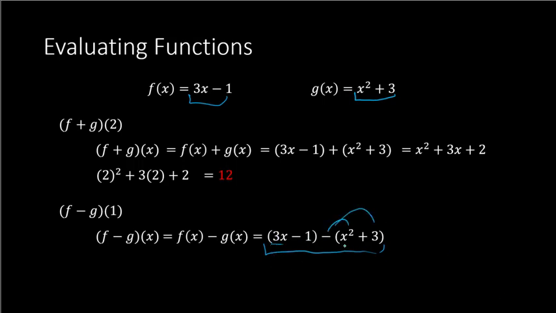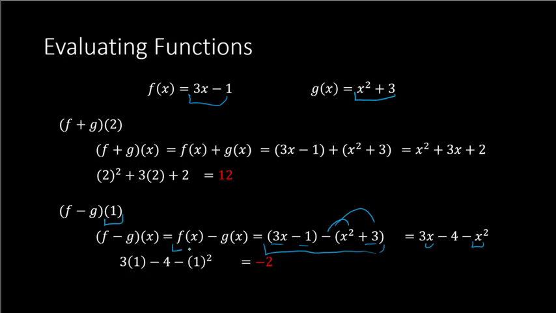So we have 3x, and then negative 1 minus 3 is negative 4. So 3x minus 4, and then minus the x squared. Now at this point, if we wanted, we could plug in the 1. So you plug a 1 in for x into this new function. So we have 3 times 1 minus 4 minus 1 squared. That is 3 minus 4, which is negative 1. And then minus 1 squared would be minus 1 again. So negative 1 minus 1, that gives you negative 2. So that's one way you can approach the problem.